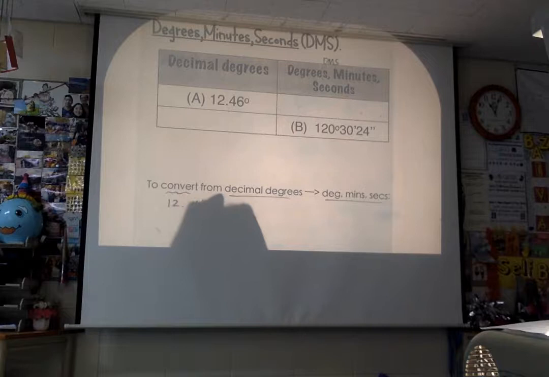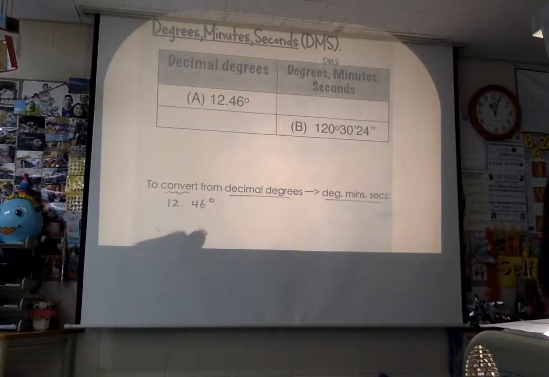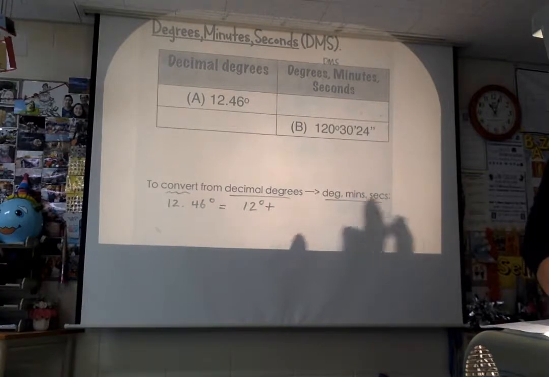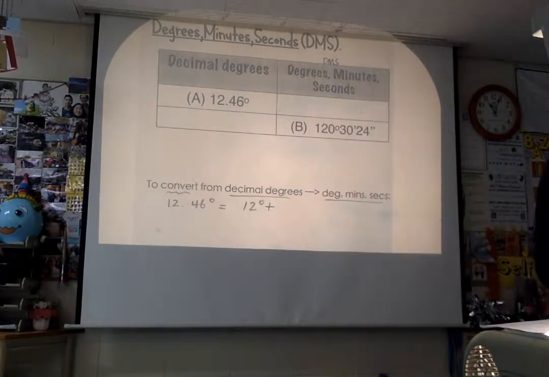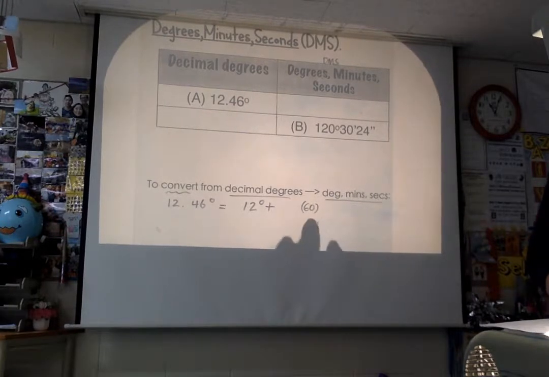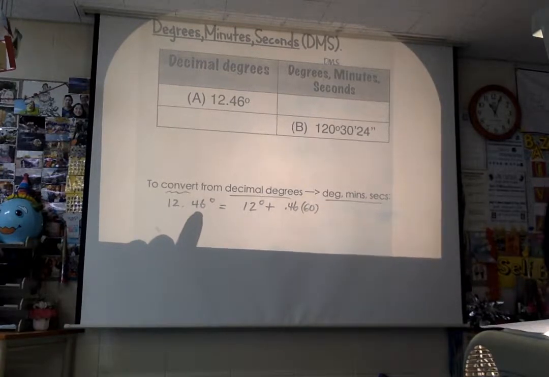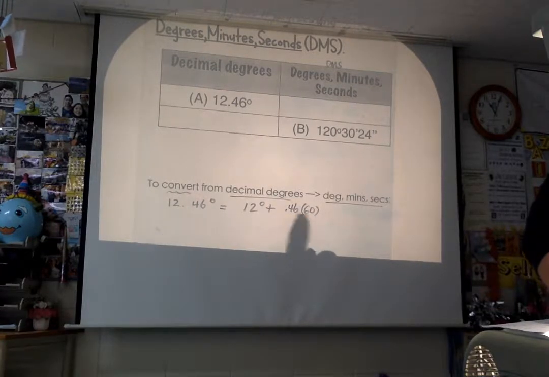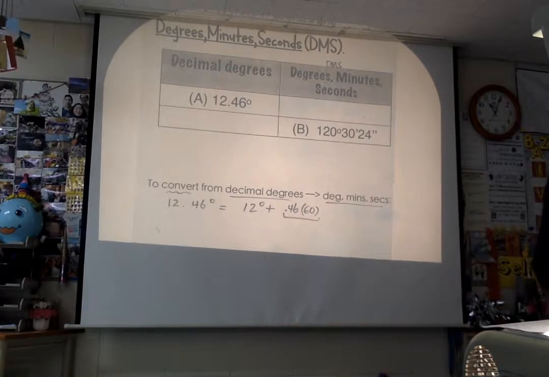So 12.46 degrees, that's what we have. Now, we for sure have 12 degrees. But we know that we're going to add something to it to make it degrees, minutes, and seconds. So it's going to somehow look like this right here. Now, how many minutes are there in 1 hour? You're right, 60. But we don't have a full 60 minutes. We have 0.46 of it. So when we multiply this here in your calculators, this is when you're going to need it. It's actually 27.6.